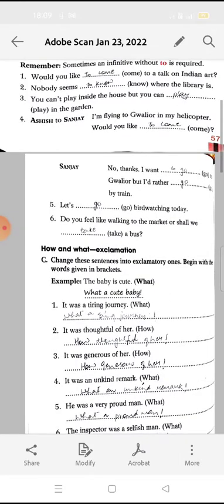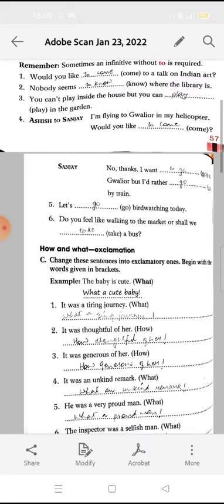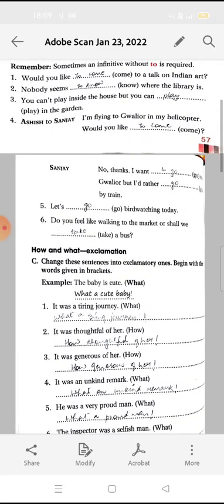Let's go bird watching today. When we say let's go bird watching today, then we don't use to. Do you feel like walking to the market, or shall we take a bus? Shall we take a bus?